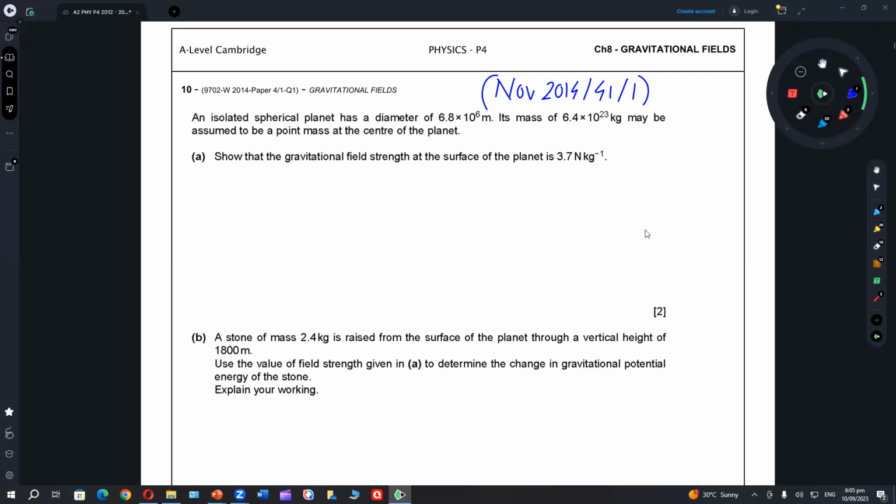The topic is gravitation, and this is another class on that. An isolated spherical planet. This is a language which examiners always use. This is an example of language which examiners always use: isolated.